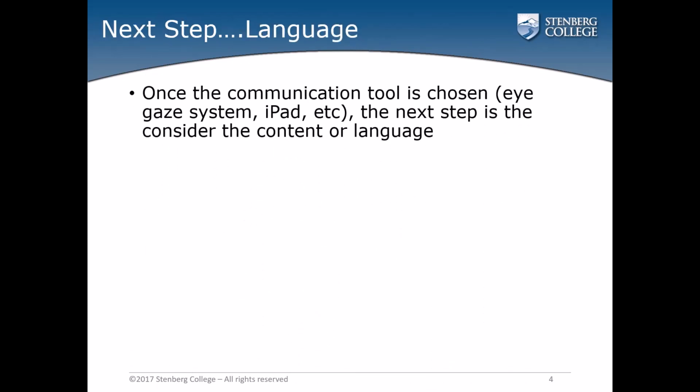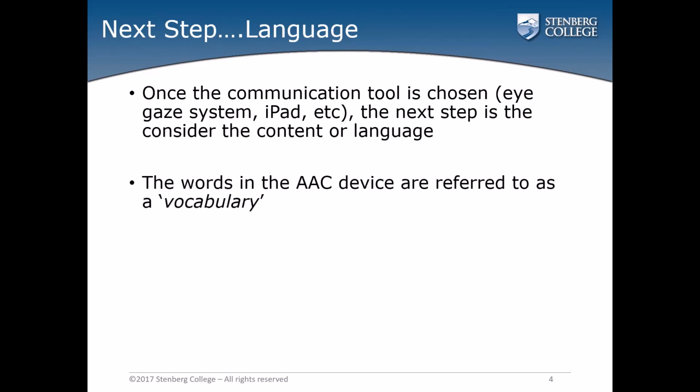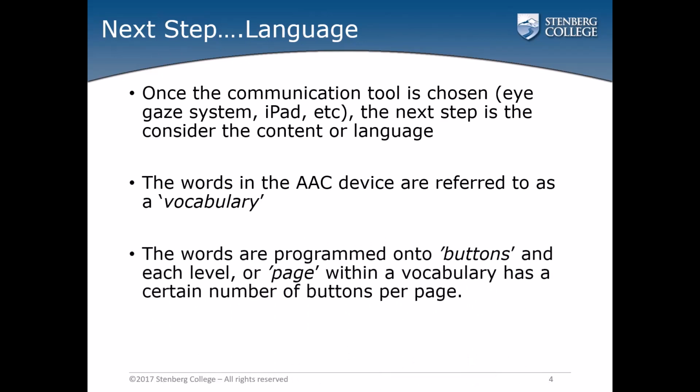Next step, language. Once the communication tool is chosen, it may be an eye gaze system or an iPad or other options. The next step is to consider the content or language that will be on the device. The words in the AAC device are referred to as a vocabulary. The words are programmed onto buttons, and each level or page within a vocabulary has a certain number of buttons per page. Here's a visual to help you understand.